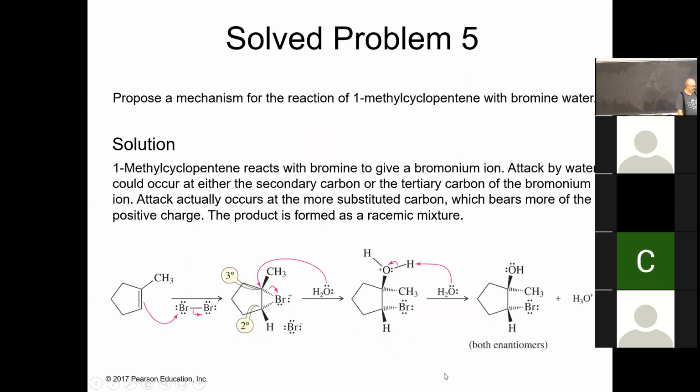Okay, here's that example with the methyl. Water goes to the more substituted side, so that's where the alcohol ends up. Bromine goes to carbon number 2. Alcohol and bromine are trans to each other. Okay, I'm going to go ahead and stop there.